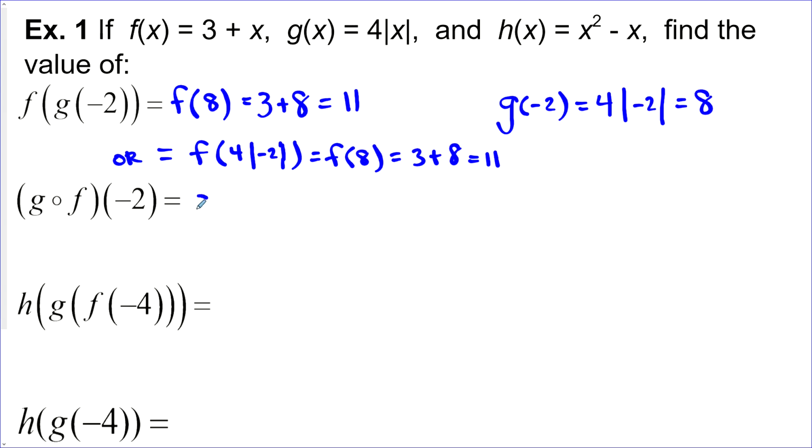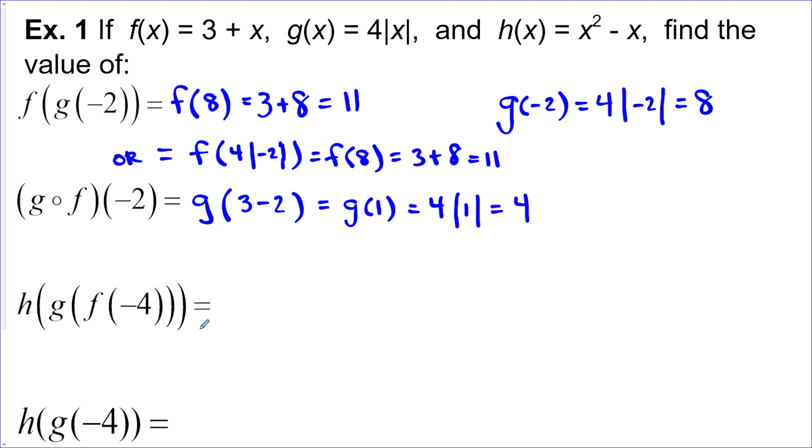So we've got g as the outer function, f is the inner. See, it's in the same order. So g, and then inside here is f at -2. So this is f at -2. And we evaluate that, get 1, and then g at 1 is just 4 times the absolute value of 1, which equals 4.